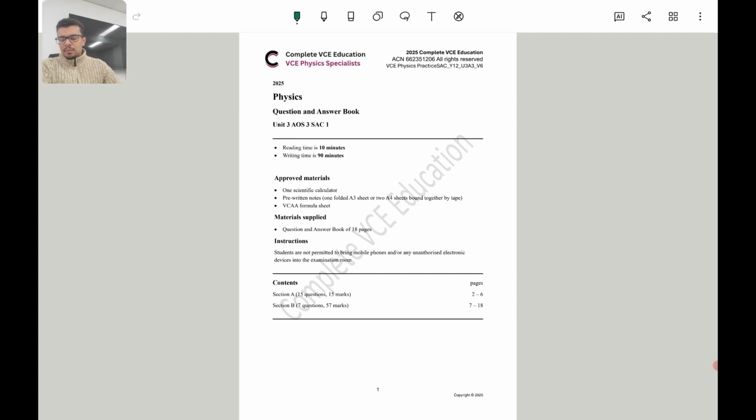Now, as I understand it, your Unit 3 AoS 3 electromagnetism and electricity transmission SAC is coming up quite soon, in the next couple of weeks. So hopefully this SAC serves as a great revision for you before your actual SAC.